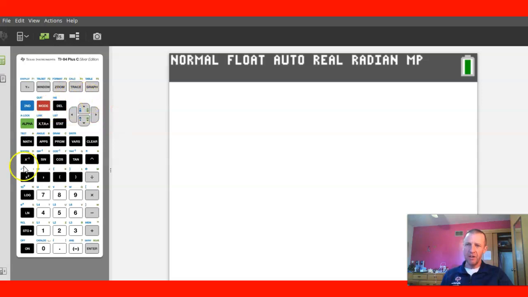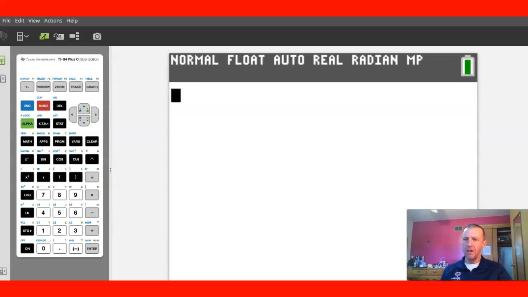Right, here's my calculator. This is goofy on here. Here's the keypad. Here's the screen, right? But I think you'll figure it out. So we have to know some numbers, right? I jotted them down just because.